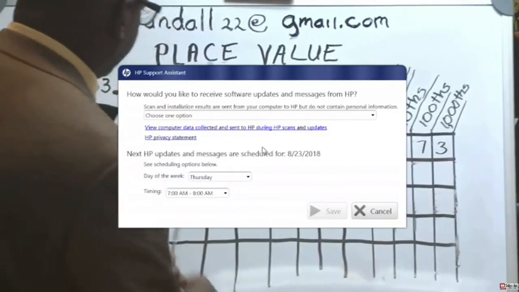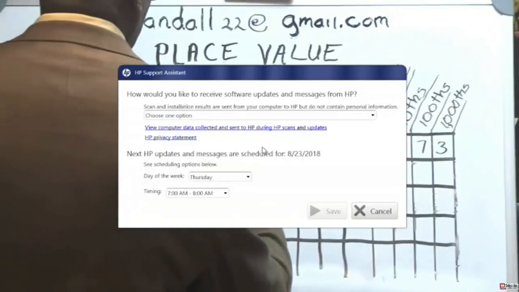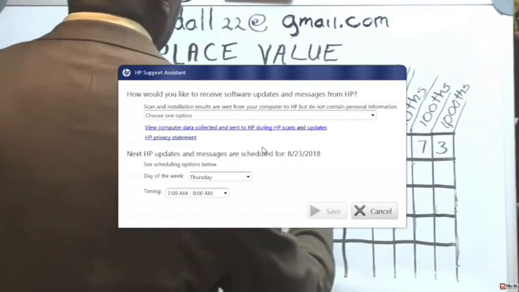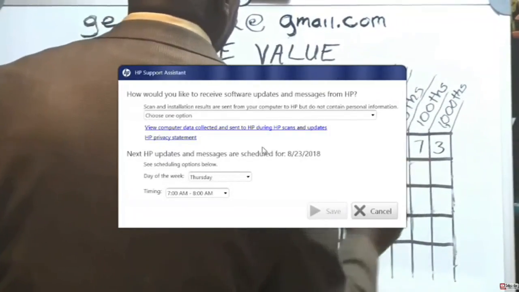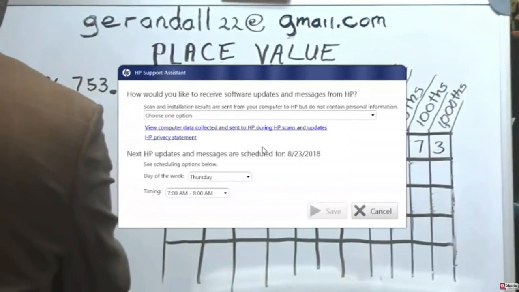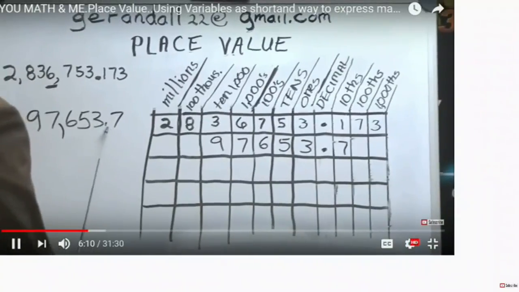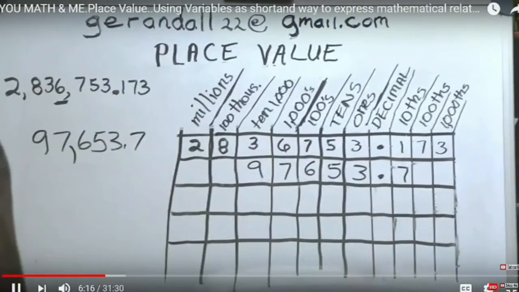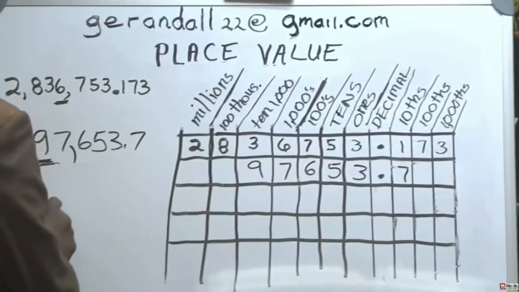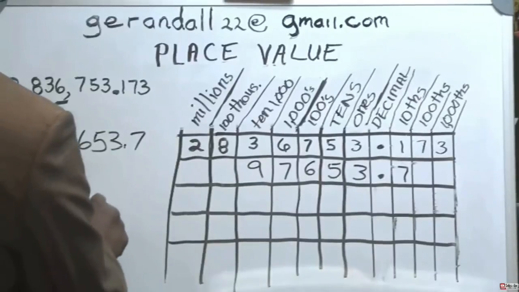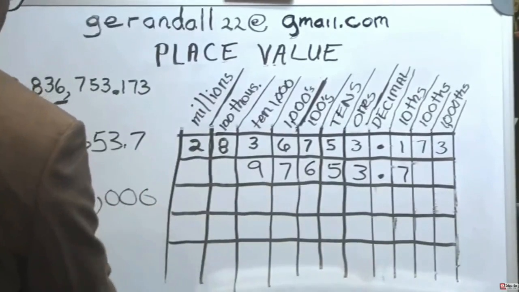Let's look at another number. 9, 7, 6, 5, 3, and 7. And we're going to put that out here and say 9, 7, 6, 5, 3, 7. That's 97,653 and 7 tenths. Again, if we underline just this 9 here, that would be 9 times 10,000 for 90,000.